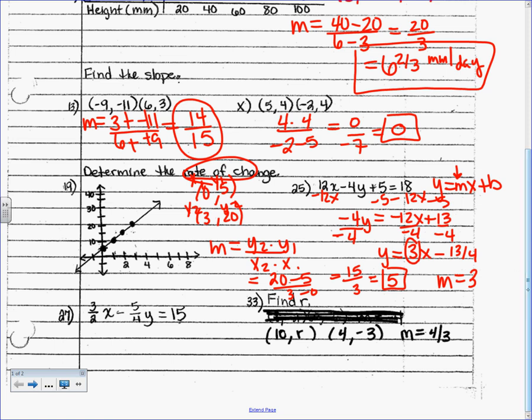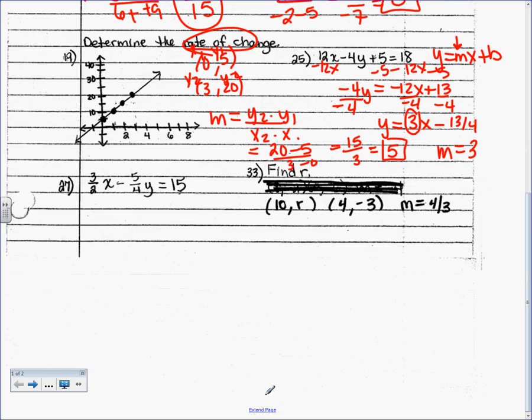All right. Number 27. Again, find the slope is what they're asking. Get y alone, put it in slope-intercept form, and then we'll go from there. So try it out. Okay. The first thing I see in the way of y is the 3/2 x. So I'm going to go ahead and subtract that from both sides. So I have negative 5/4 y equals negative 3/2 x plus 15.